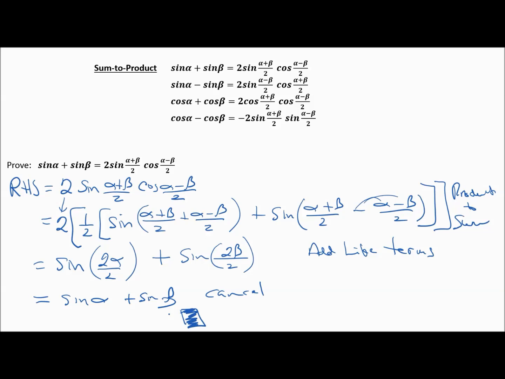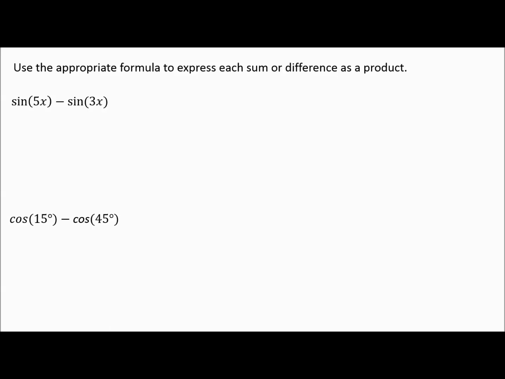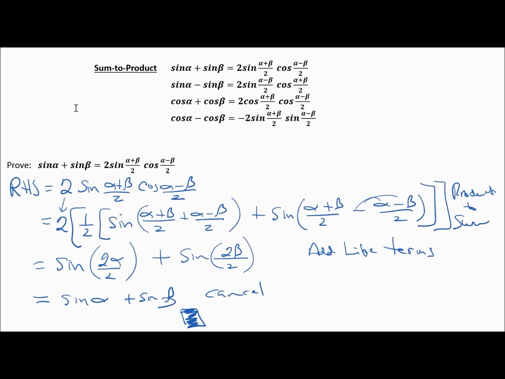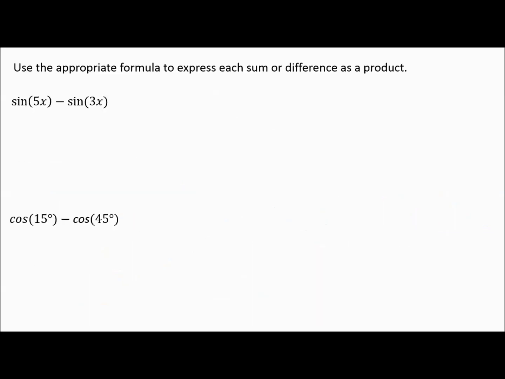So now let's try to use one of these. The directions say use the appropriate formula to express each sum or difference as a product. So they're giving us subtraction, so we're dealing with a difference, and they want us to rewrite this as something multiplied together. So again, let's reference our formulas. You will be given these formulas. Pay attention, you've got sine minus sine.